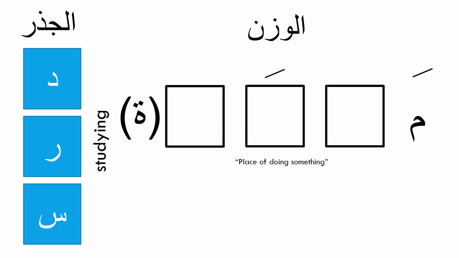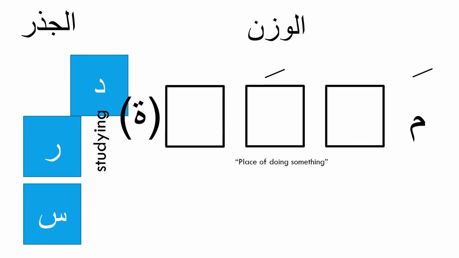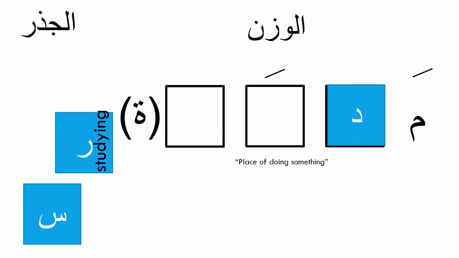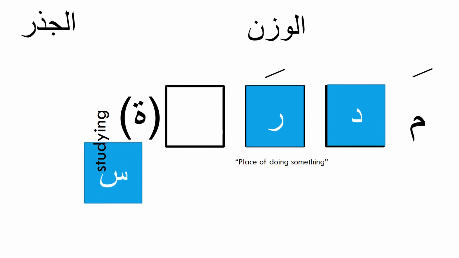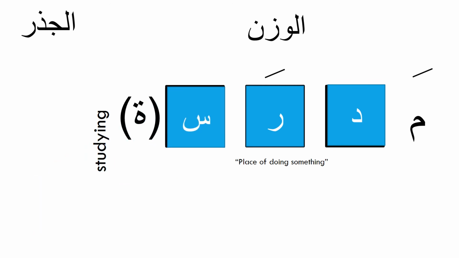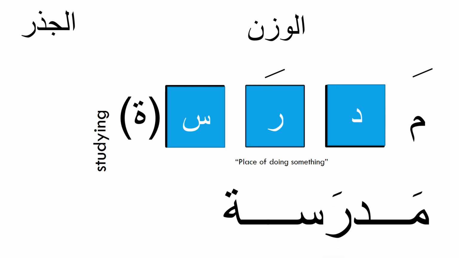Now, we can apply this to other roots. And we can try to guess what this means, all right? So on the left we have darasa, which has the meaning of studying. We're going to combine it with our wazn of place of doing things. What are we going to get? We're going to get the word madrasa.